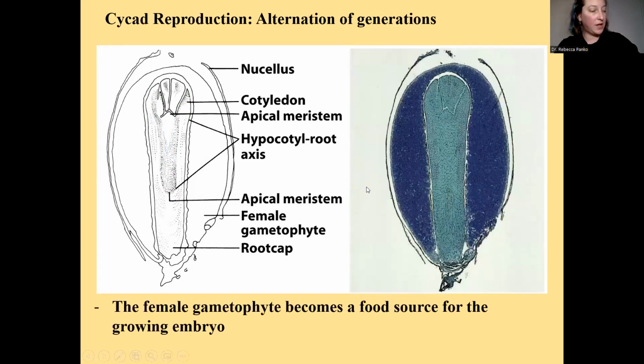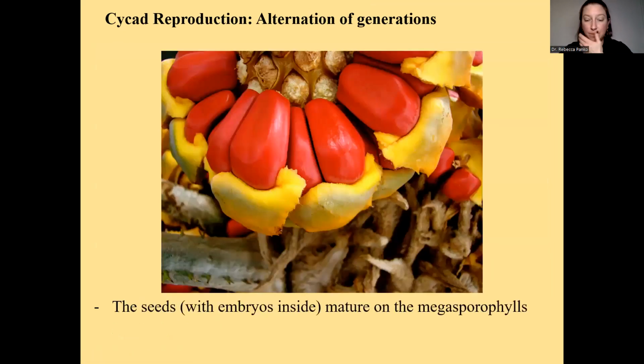Here is a picture of it in real life, just to give you an idea. And what's going to happen is as this embryo grows, it's going to need a food source. And so actually, which is a little kind of macabre, it'll eat the female gametophyte plant. So it's like, thanks, Mom. Yeah, so the embryonic plant will consume the female gametophyte plant as nutrients so that it can grow into the new sporophyte plant.